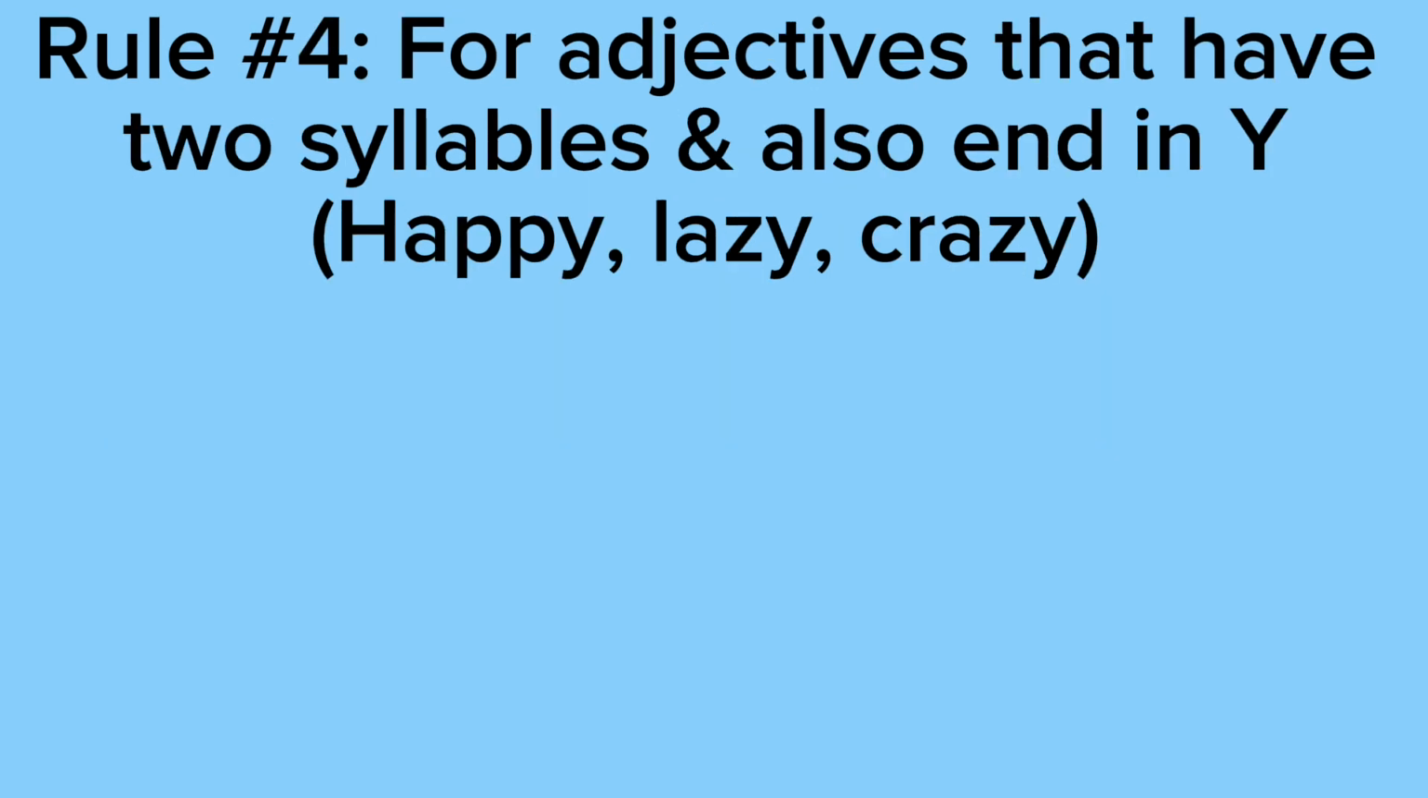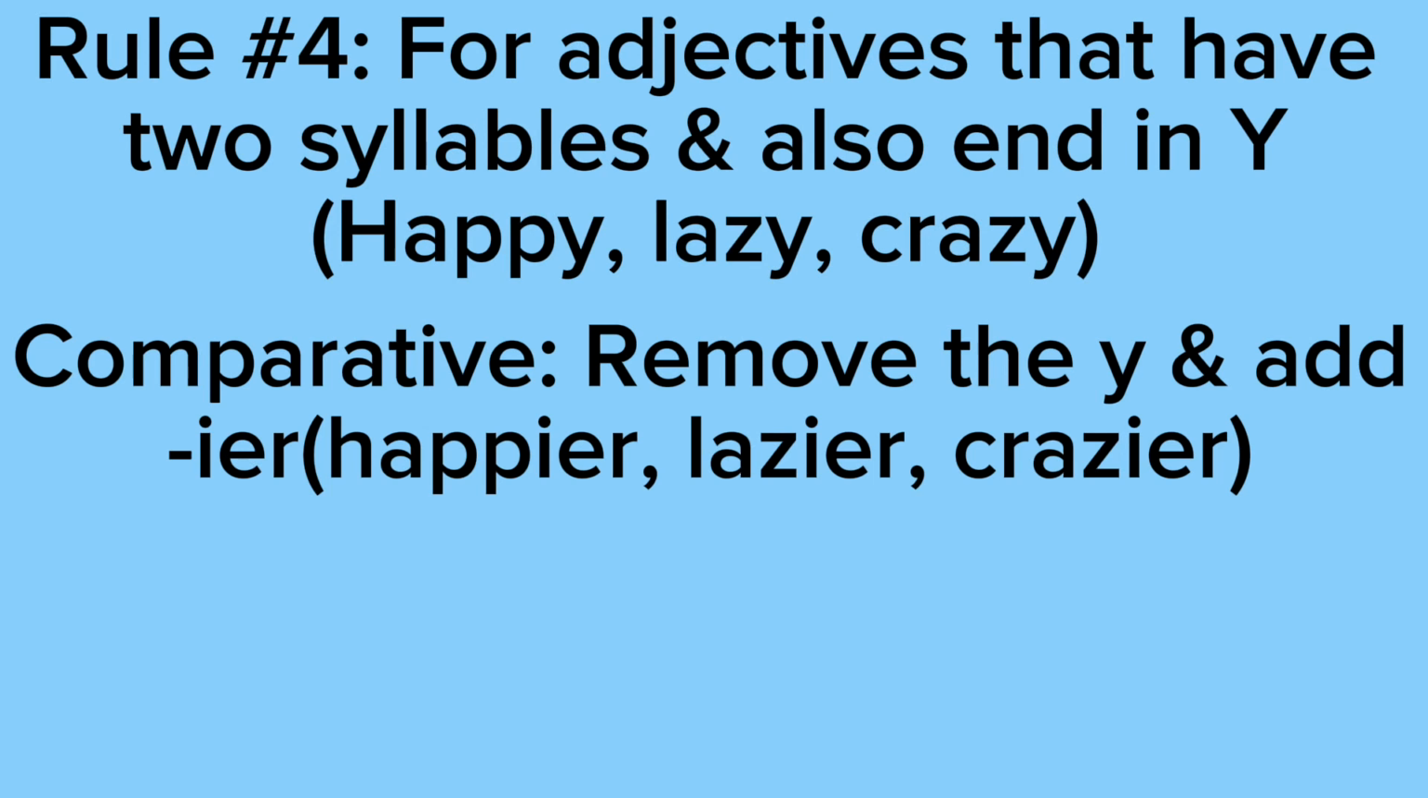For adjectives that have 2 syllables and also end in Y, like happy, lazy, and crazy. For comparative adjectives, we will remove the Y and add IER. So happy, we will remove the Y and then we add IER, so happier. For lazy, we will remove the Y and add IER, so that turns to lazier. And then for crazy, we will remove the Y and add IER, and that turns to crazier.